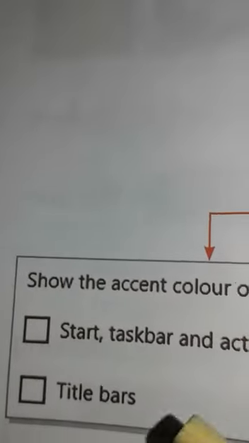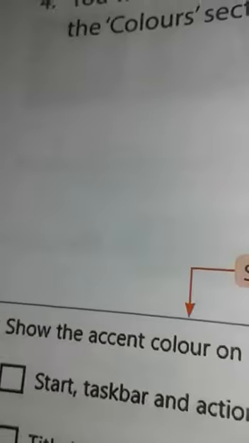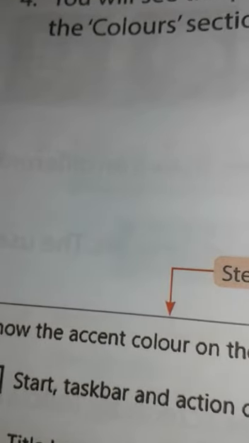In step 5, activate the desired option from the list by clicking on Show accent color on the following surfaces in the More options section. When you activate this option, the color of the Start, taskbar, action center and the title bar will change accordingly.